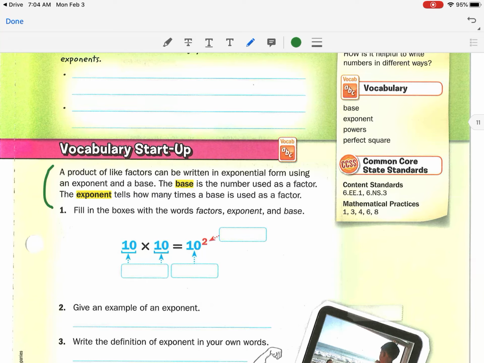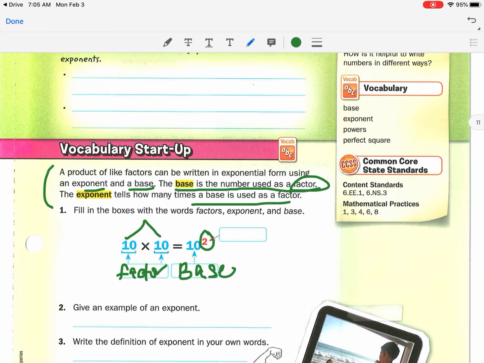So let's go ahead and read right up here. It says, a product like factors can be written in exponential form using an exponent and a base. The base is the number used as a factor. So this number right here is your base. Now, a factor we know are numbers that we multiply together. So we know that this 10 and this 10, those are our factors, or you can just write a factor. And then an exponent tells us how many times the base is used as a factor, meaning how many times are we going to multiply it.